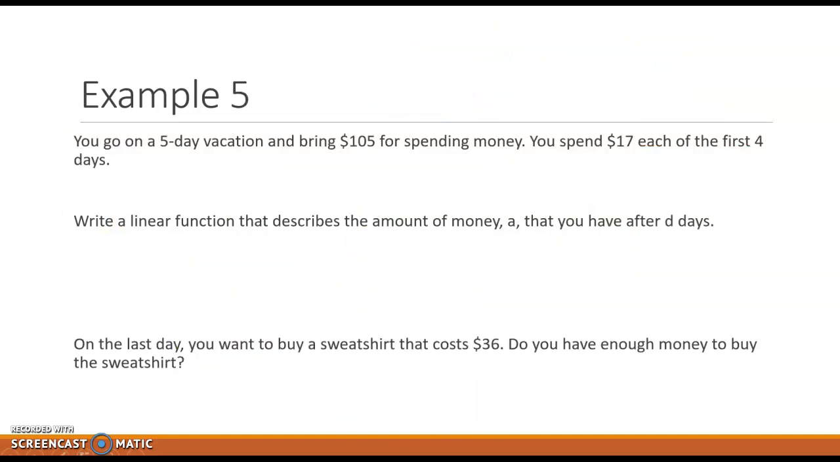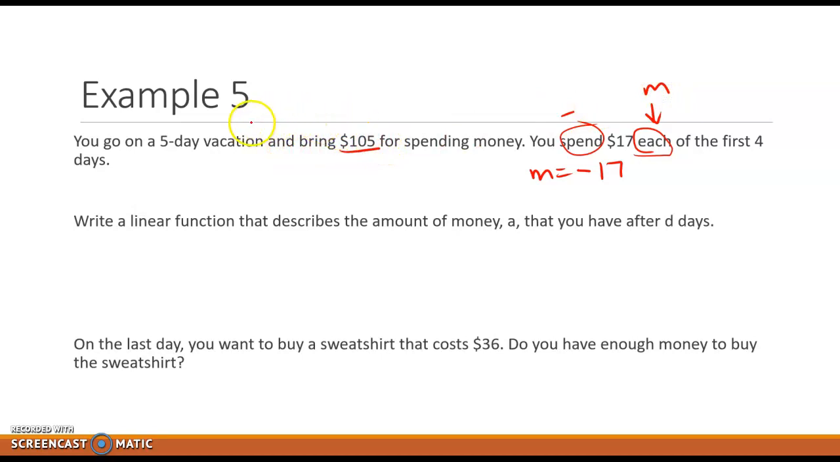All right, next one. You go on a 5-day vacation and you bring $105 for spending money. You spend, so that normally means negative, right? $17 each of the first 4 days. Write a linear function that describes the amount of money, A, that you have after D days. So the spend each would be -17 as my slope, because the each is my M.